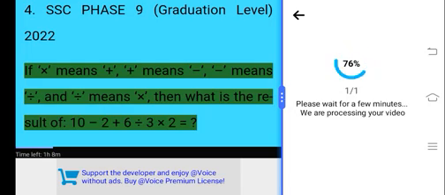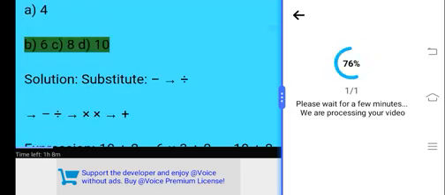4. SSC Phase 9 Graduation Level 2022. If times means plus, plus means divided by, and divided by means times, then what is the result of 10 minus 2 plus 6 divided by 3 times 2 equals? A 4, B 6, C 8, D 10.